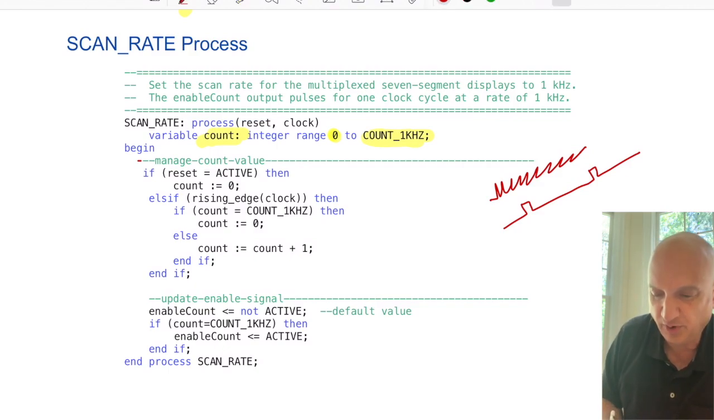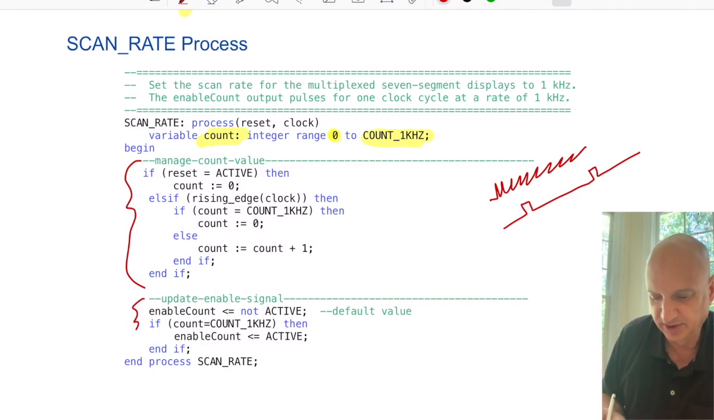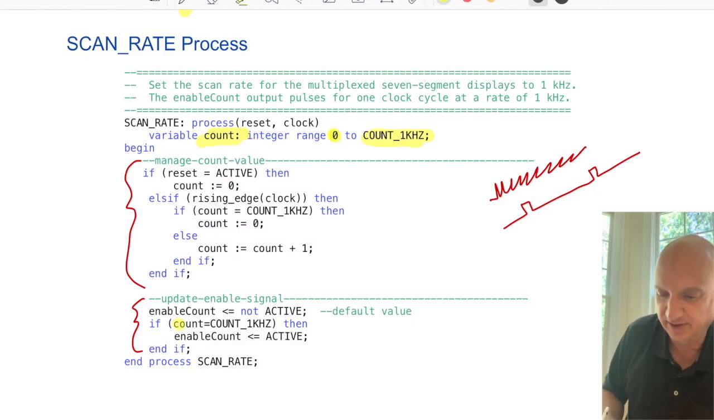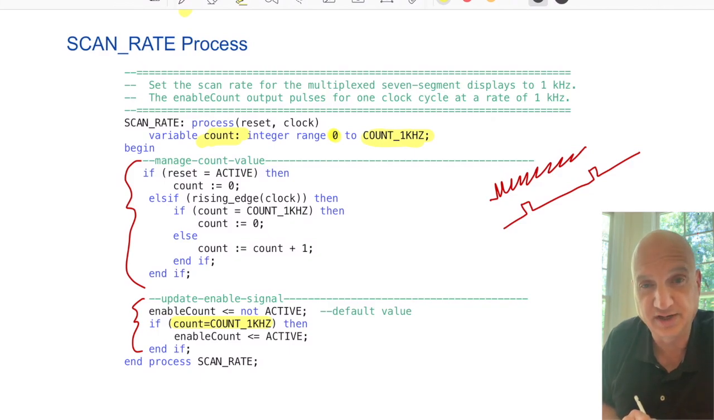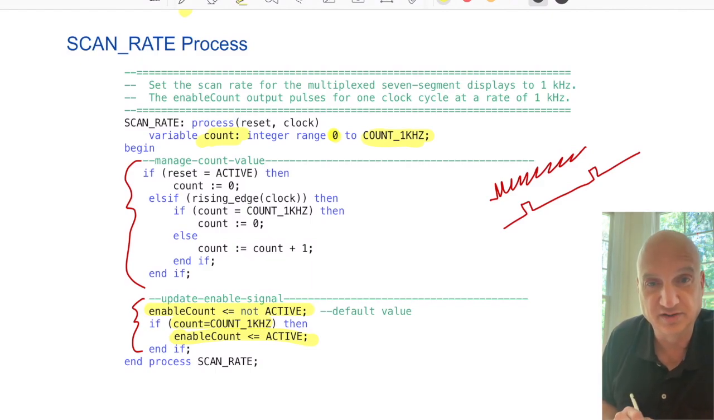So this initial piece here is responsible for managing the count. That's our sequential piece. This is really a combinational piece that's inside the process. And it's combinational because it depends entirely on the count value as to whether it activates or doesn't activate, right? The only time it's going to activate is if the count is equal to the 1 kilohertz count value. Then it enables the count. Otherwise, the count is not active.